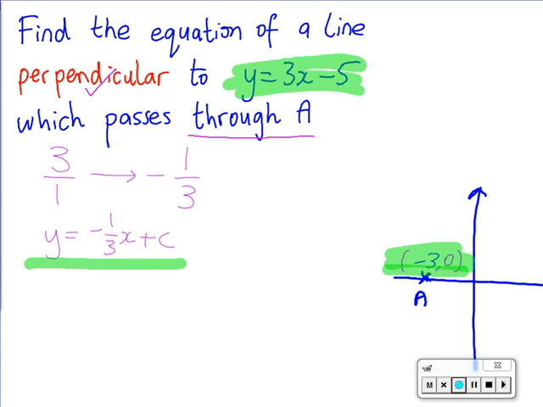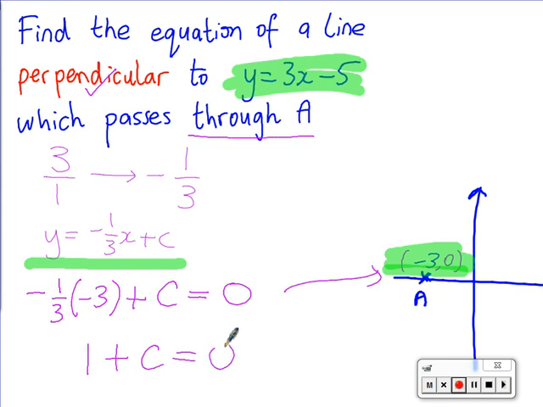So that we have minus 1/3 of x, minus 1/3 times minus 3, add this number c, and it should give me y, which is 0. Final thing then, multiply these out, minus times a minus is a plus, 3 times a third is 1, so it's just 1 add c equals 0. And from there, it's quite easy to see that c is minus 1.